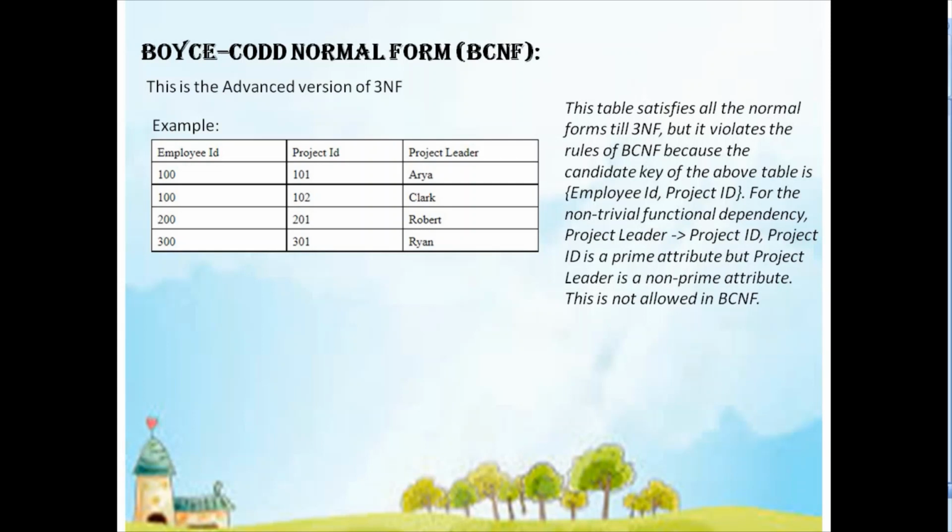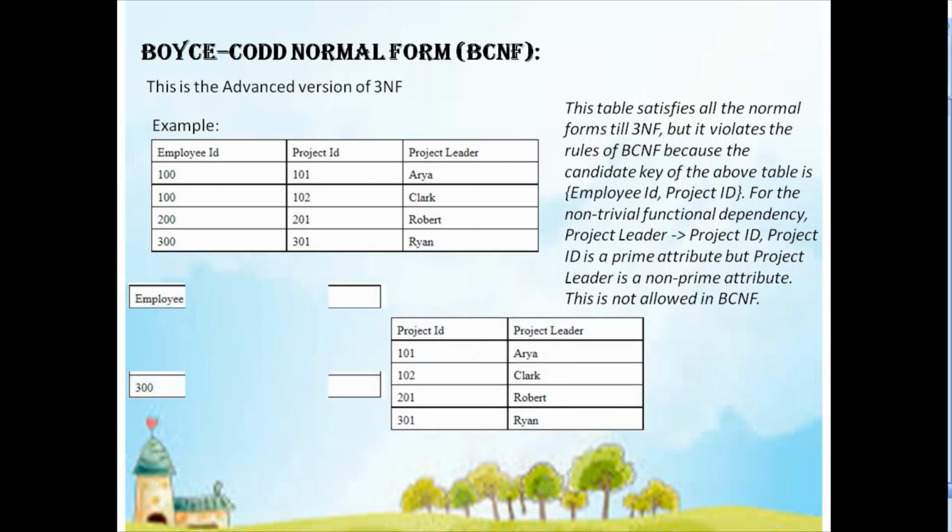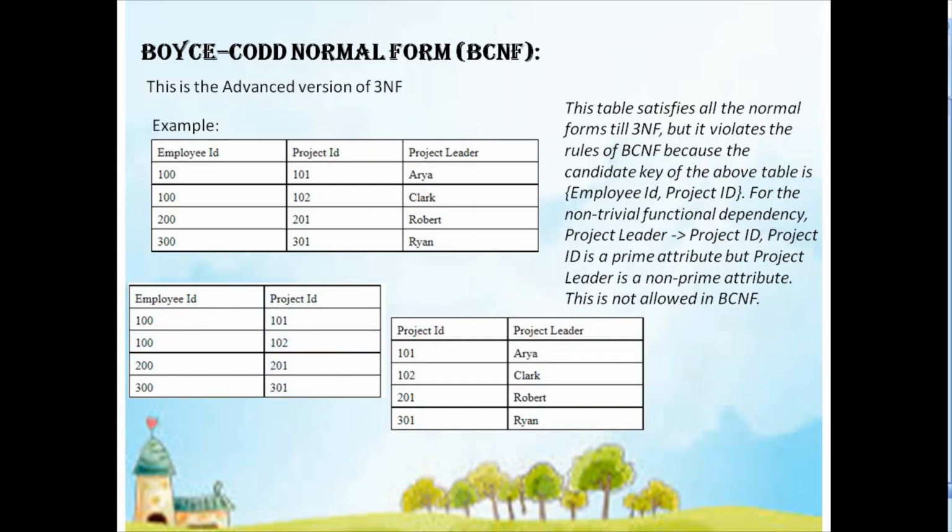For the non-trivial functional dependency, project leader to project ID, project ID is a prime attribute but project leader is a non-prime attribute. This is not allowed in BCNF. So we have converted the employee project table into BCNF by decomposing it into employee project and project lead tables.